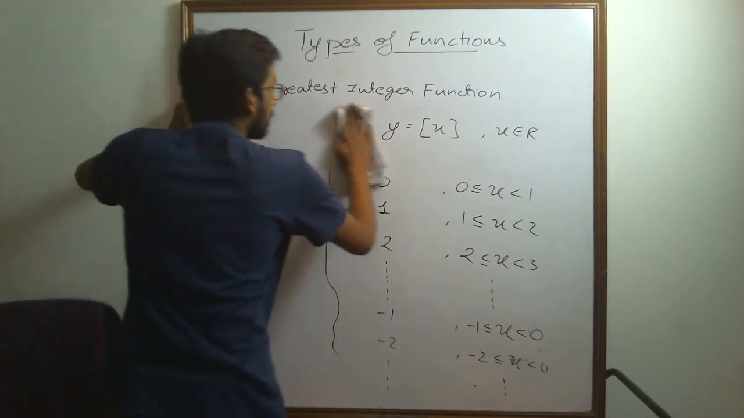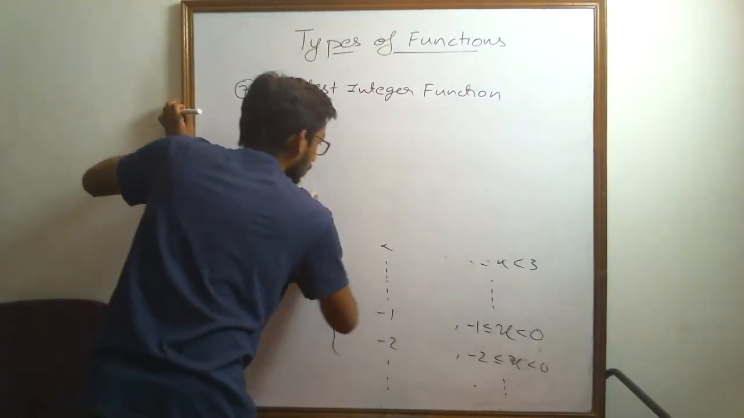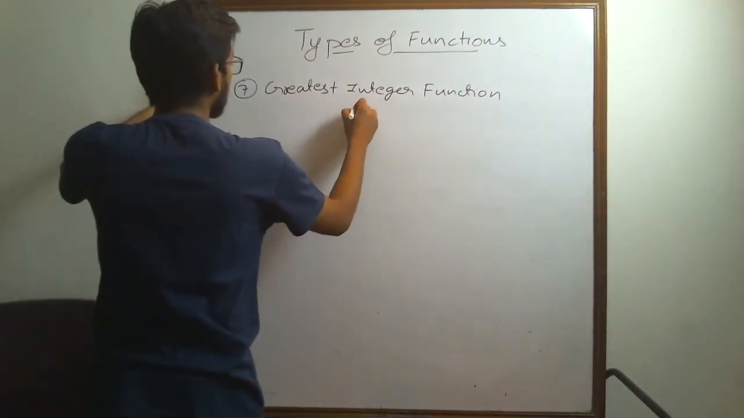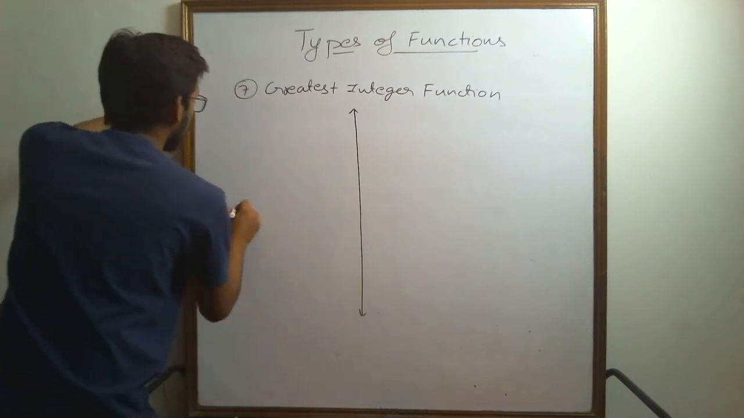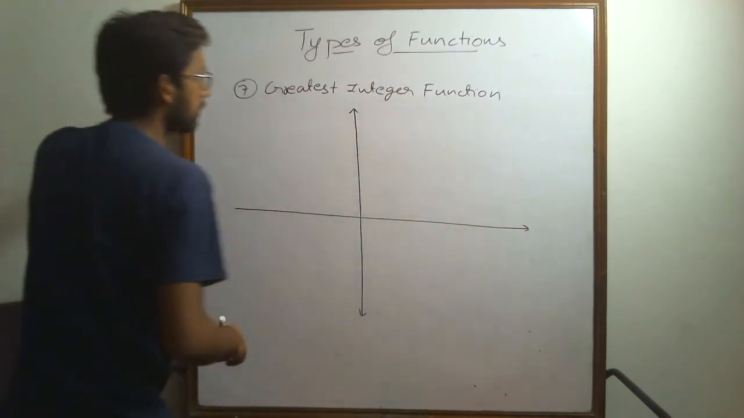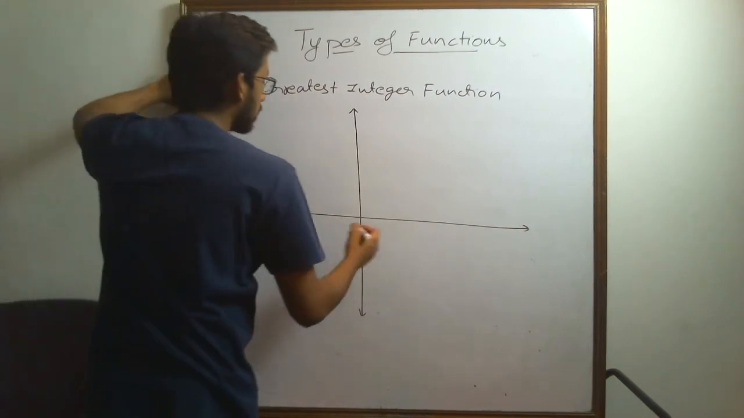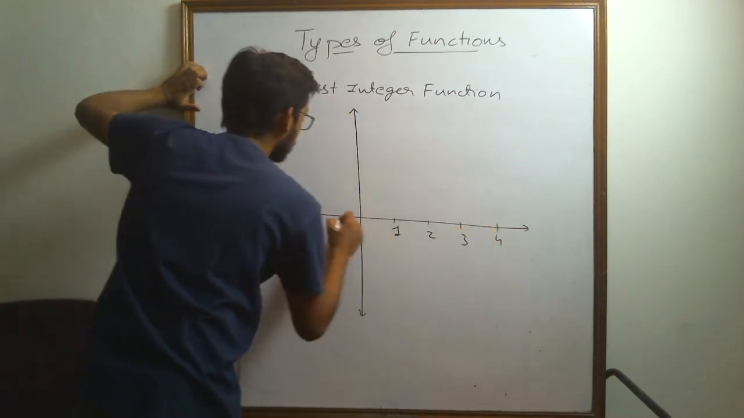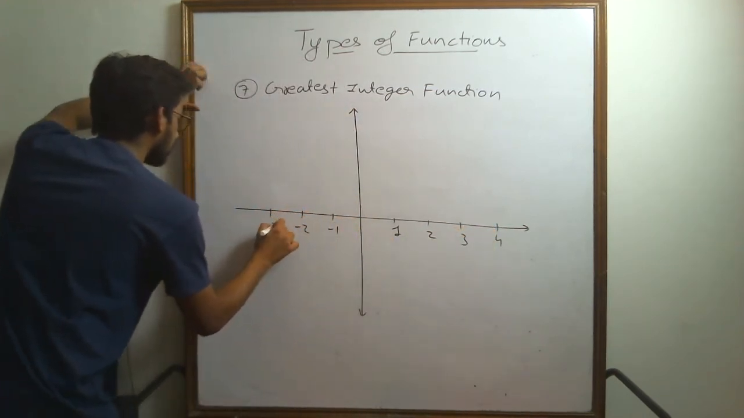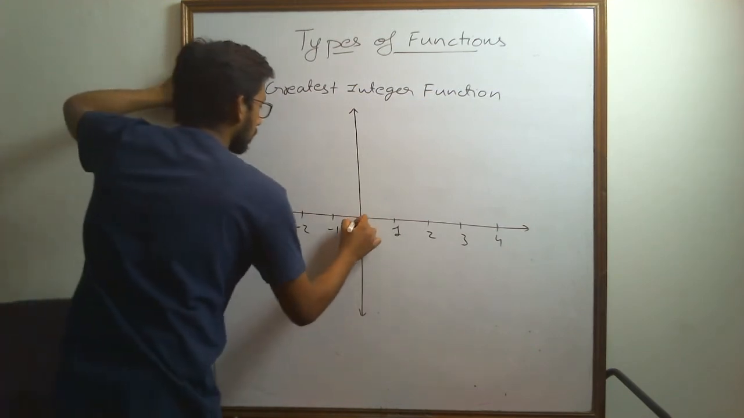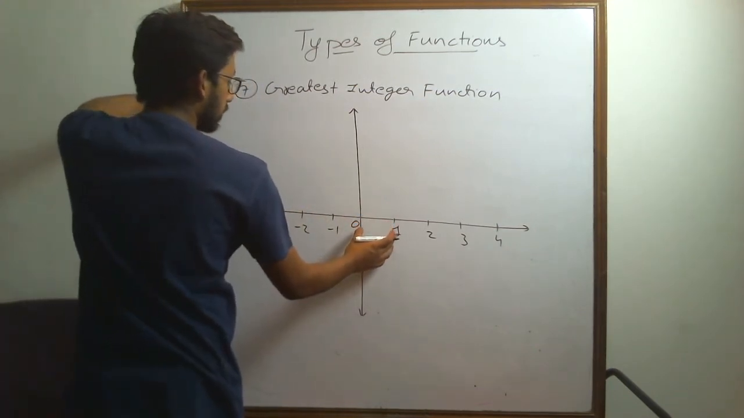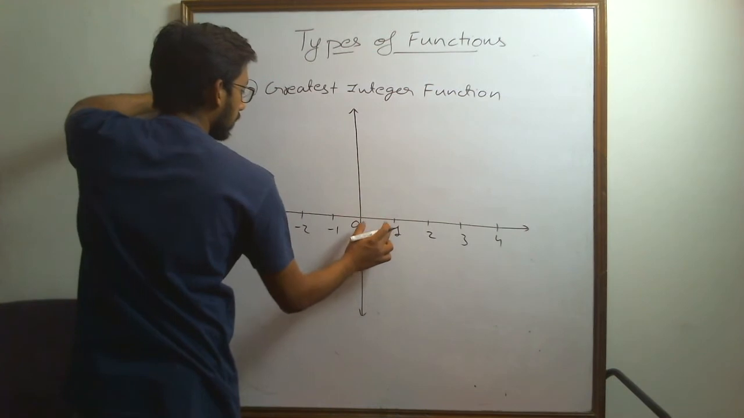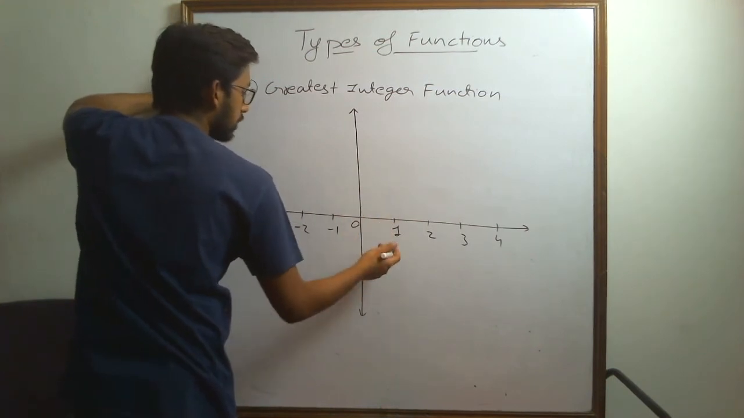If I make the graph, let's look at the graph. Now the graph of the greatest integer function is also known as the stepwise graph. It is known as the stepwise function. So let's look why it is known as that. Okay, so we were talking about intervals. In the interval where x is greater than or equal to 0 and less than 1, the greatest integer of x is 0.